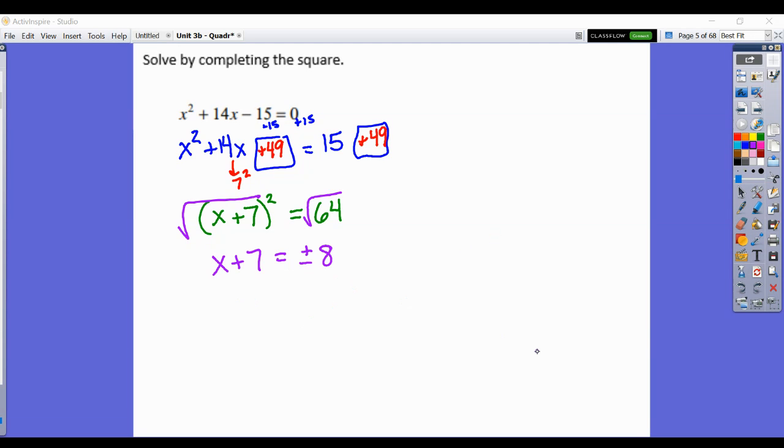So we are taking the square root of both sides, and we got x plus 7 equals plus or minus the square root of 8. Don't forget that plus or minus. We lose our two answers if we don't do that step right there. All right, finish up solving this problem.